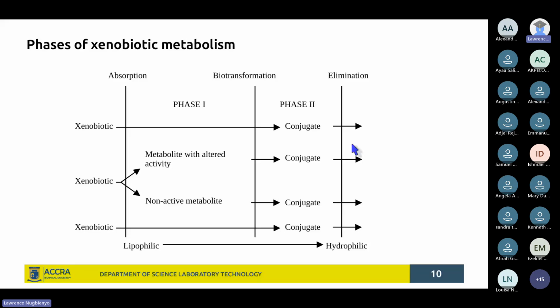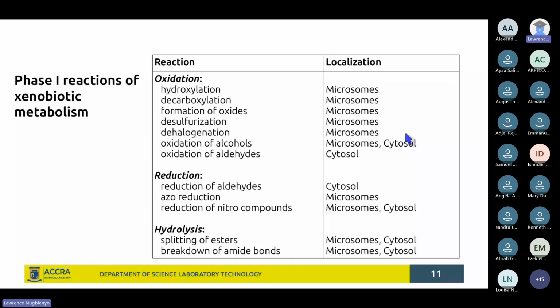And so you have, say, a complex or some bigger molecule, which is more hydrophilic and can get excreted out of the body. So that's what we'll do now. We'll take phase one and phase two. Now, phase one reactions are separated into three major kinds of reactions.